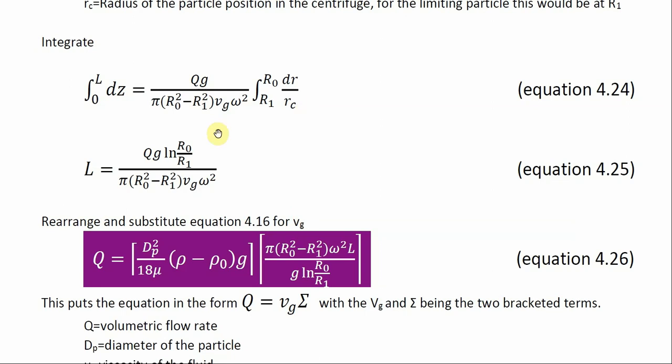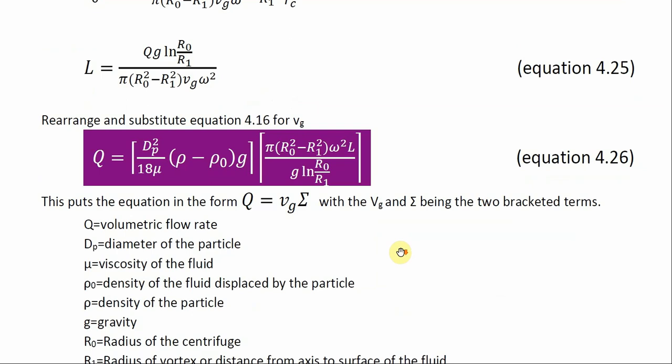Okay, so then we can integrate and rearrange and substitute equation 416 for Vg. And this gives us an equation, one of our purple equations. So this is the volumetric flow rate equals our Vg equation. So that's this bracketed term right here, times this, which is our sigma. So this term right here is actually our sigma for a tube bowl centrifuge.